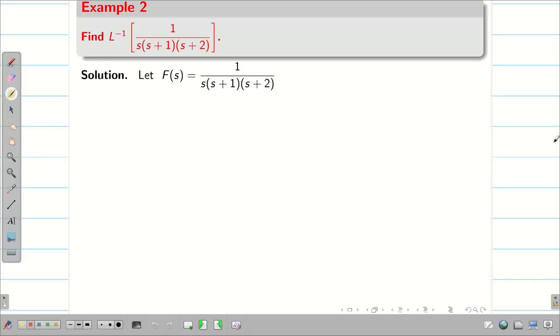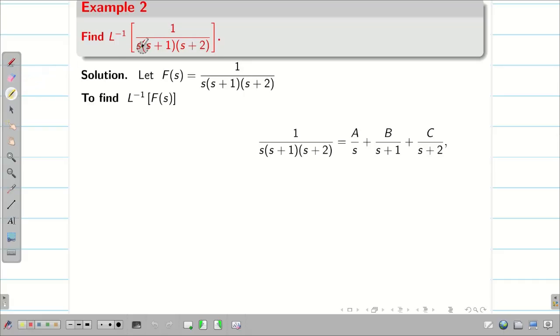First write this as capital F of S. We have to find L inverse of capital F of S. Now see the denominator: the degree is 3 and the numerator degree is 0. There is no S term, so I can apply partial fraction. So I express this as A by S, B by S plus 1, C by S plus 2. Now we have to take LCM: A into S plus 1 into S plus 2, then B into S into S plus 2, similarly C into S plus 1 into S. All my denominators get cancelled. I have 1 in the numerator.